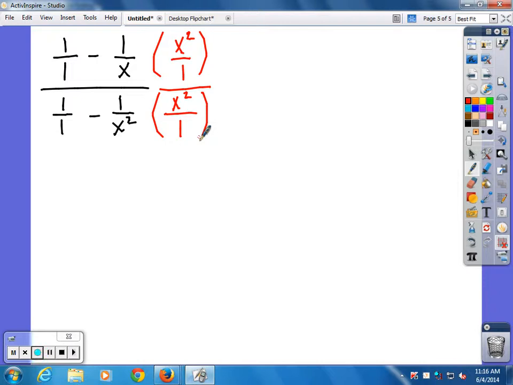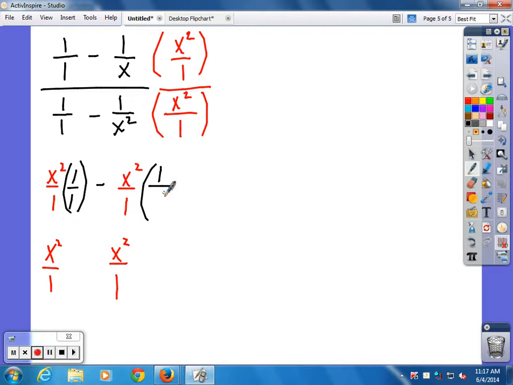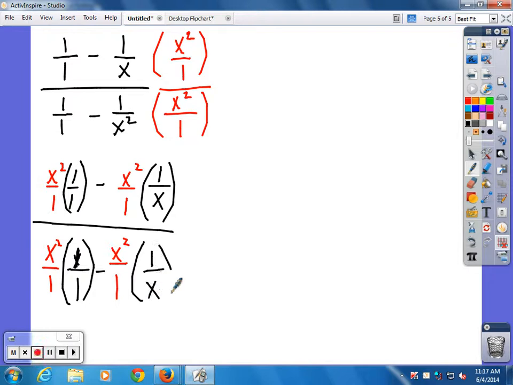I just messed up. All right, so I'm going to put in a baby step for you. x squared over 1, x squared over 1, x squared over 1, x squared over 1. And then I'm going to multiply it through with each term. I'm sorry, 1 over 1 minus 1 over x. There you go. And let's see what happens.